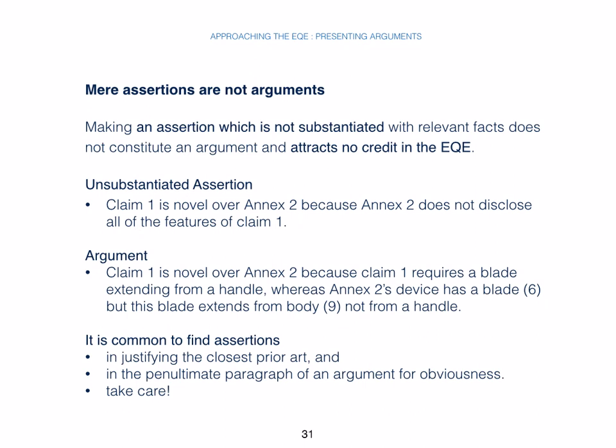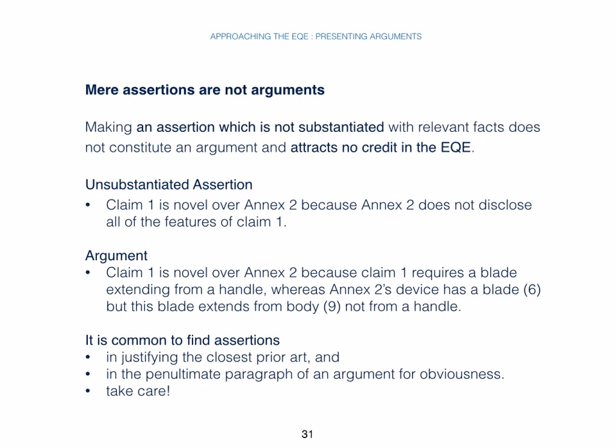Here is a corresponding argument. Claim 1 is novel over Annex 2 because Claim 1 requires a blade extending from a handle, whereas Annex 2's device has a blade, but this blade extends from body 9, not from a handle. So it's possible to include an assertion, Claim 1 is novel over Annex 2. You could repeat the unsubstantiated assertion because Annex 2 does not disclose all the features of Claim 1, but then you have to continue, namely because, and then you repeat as in the second argument. You have to bring in the facts.